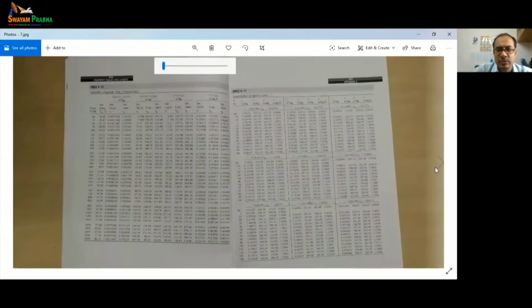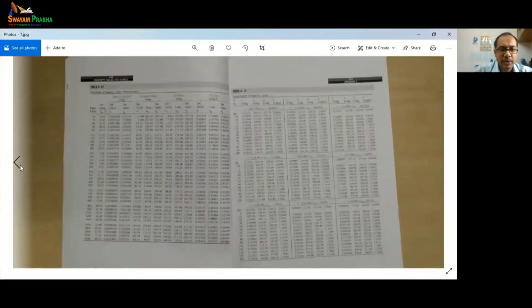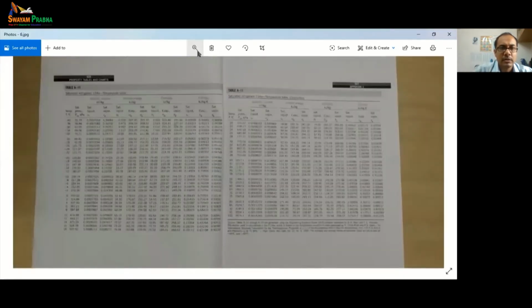Okay, so if we go back, this is the temperature value we have looked at, and this is the specific volume we have looked at and put here in the table. Okay, now let's look at the fourth row, where the temperature is given to be 90 degrees centigrade and pressure is 600 kPa. So first thing, let's look at the temperature table and see what value we get corresponding to 90 degrees centigrade.